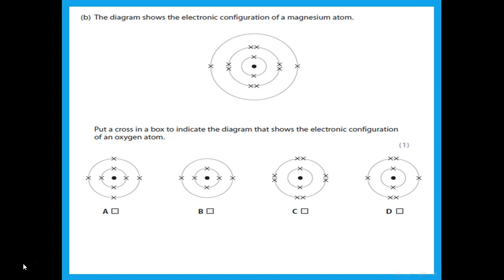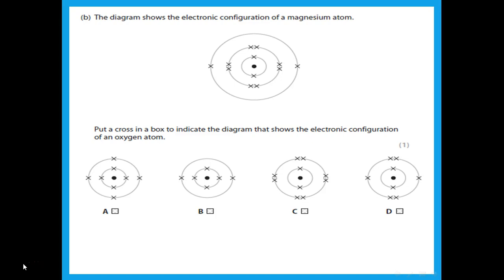Okay, the diagram shows the electronic configuration of a magnesium atom. So he has the distribution 2, 8, 2. Put a cross in a box to indicate the diagram that shows the electronic configuration of an oxygen atom. Now, you should realize that you look in the periodic table for oxygen. You will always be provided with a copy of the periodic table in any exam or any paper. If you look at the oxygen atom in the periodic table, you will find that it has a small number 8. That means it has 8 electrons.